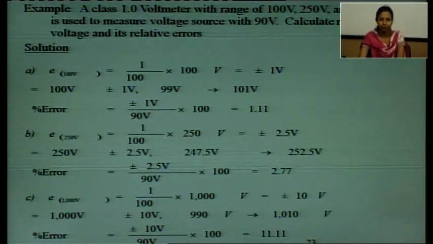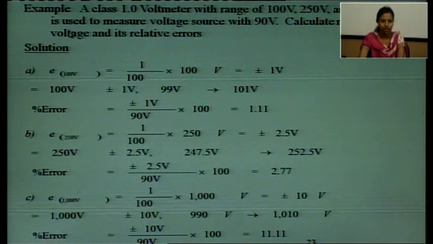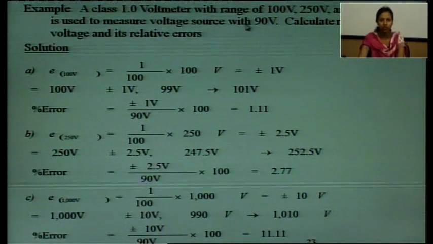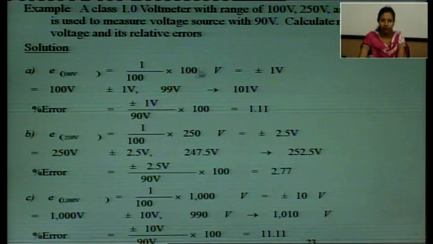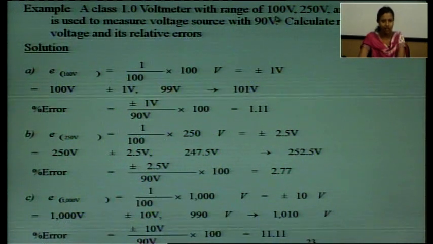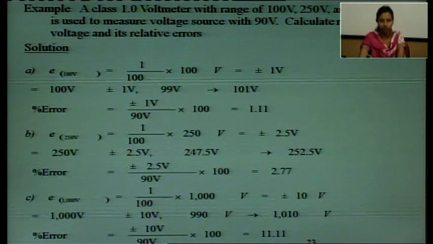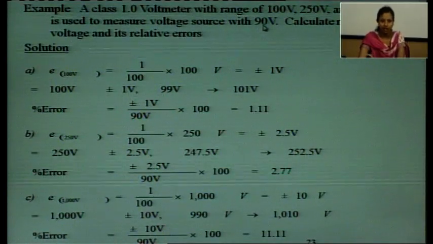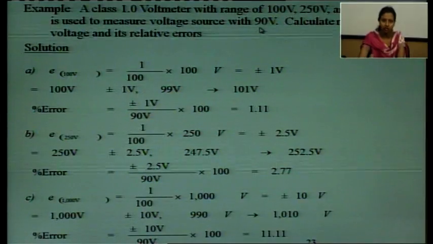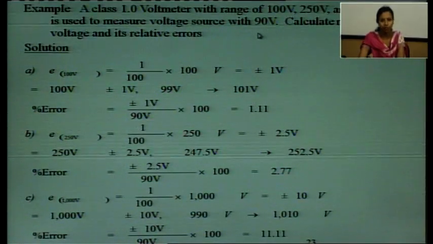Next numerical: a class 1 voltmeter with ranges 100, 250 and 1000 volt is used to measure the voltage of a source of 90 volt. Calculate the range of voltage and its relative error. We need to calculate what the error in measuring the voltage of the 90 volt source is if we use the 100 volt range, the 250 volt range and the 1000 volt range.